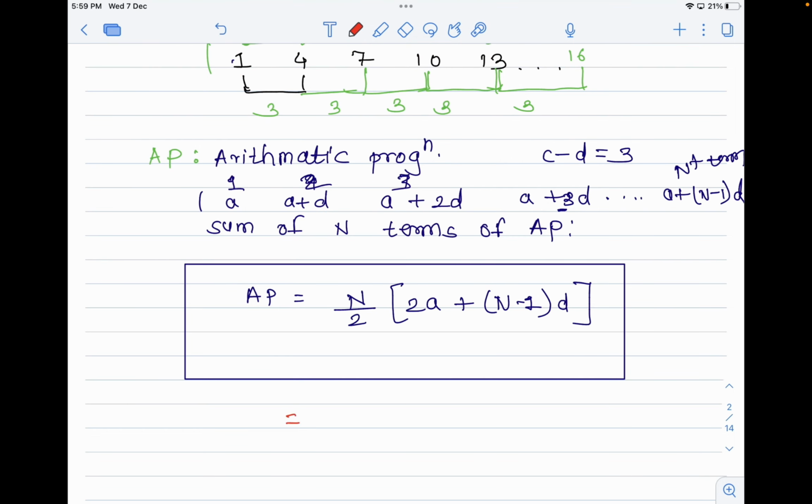Just tell me, n is what? Total numbers. How many? 1, 2, 3, 4, 5. So 5 divided by 2. 2 is constant. A is what? A is nothing but the first term. It is 1. Plus n is 5 minus 1, into D. D is what? The difference is 3, right?